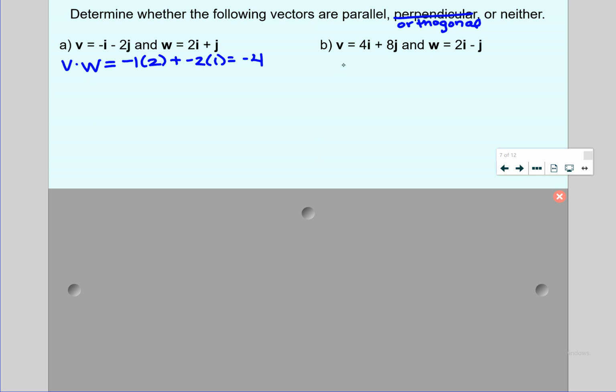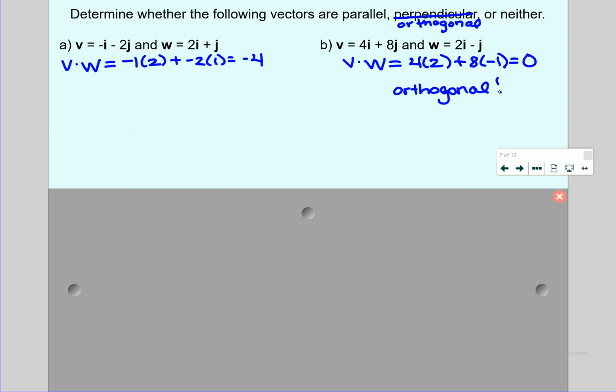I'm going to go over to b and do the same thing. Calculate the dot product. 4 times 2 plus 8 times negative 1, and we do get 0 for this one. So this set is orthogonal, and I'm done. I don't have to do anything else with that problem.